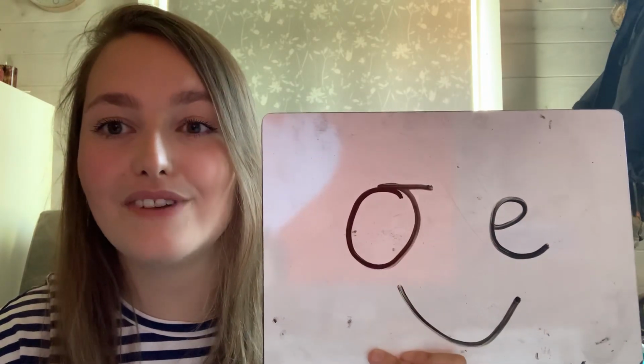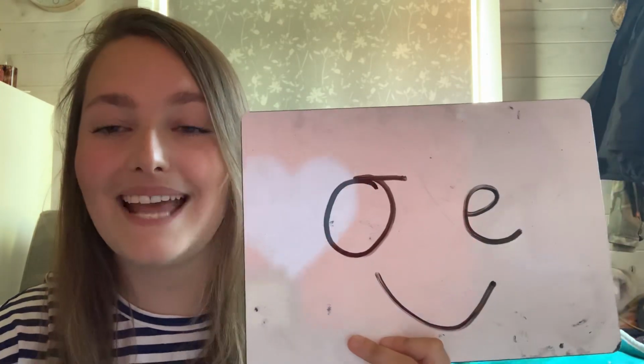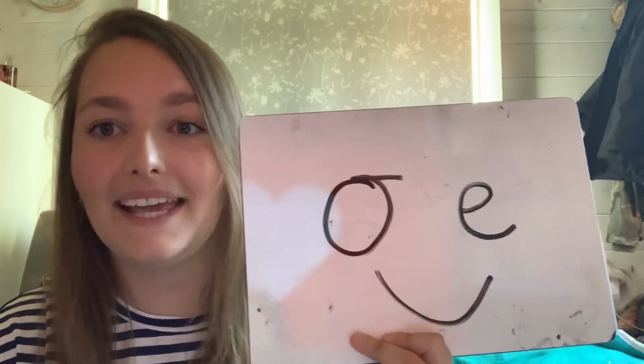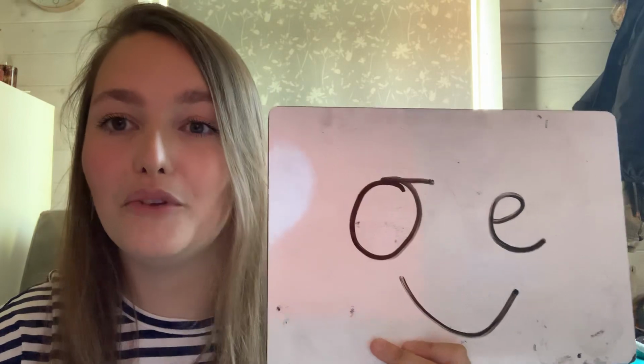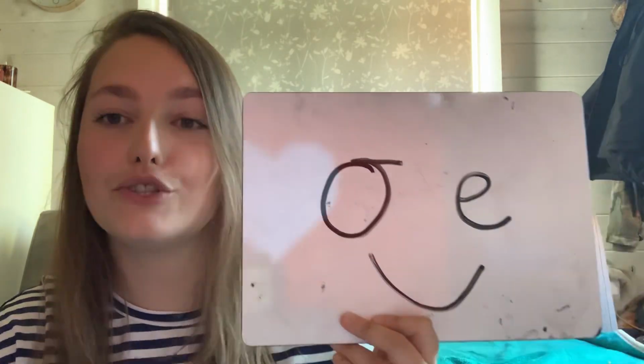Well done, you're doing a really good job. 10 seconds to go. 8, 7, 6, 5, 4, 3, 2, and 1, and stop. Count how many times you wrote the O split digraph. Did you beat your score from last time?